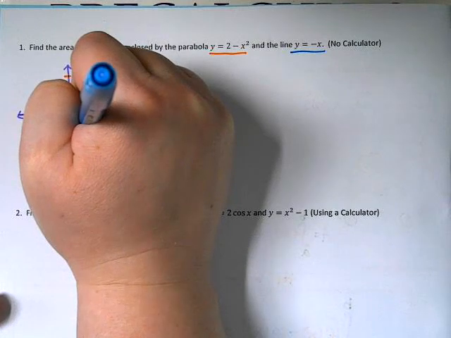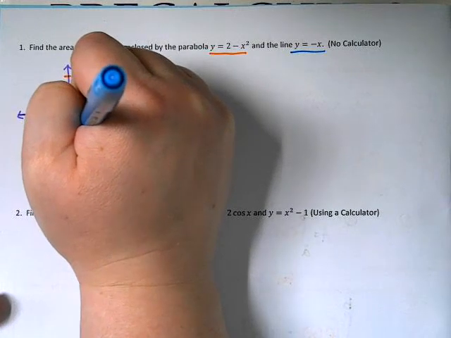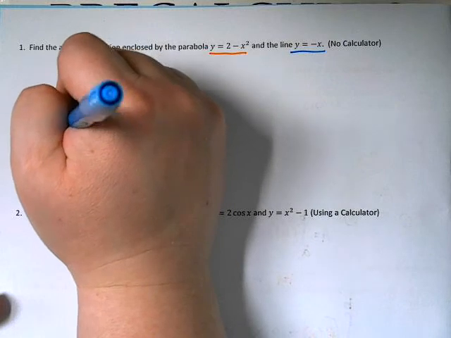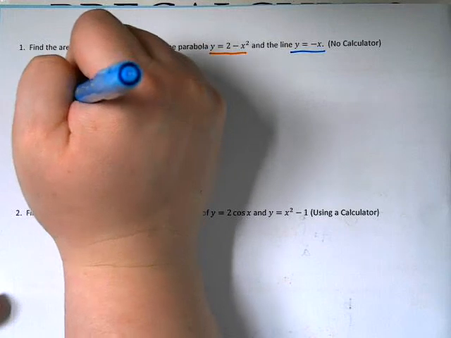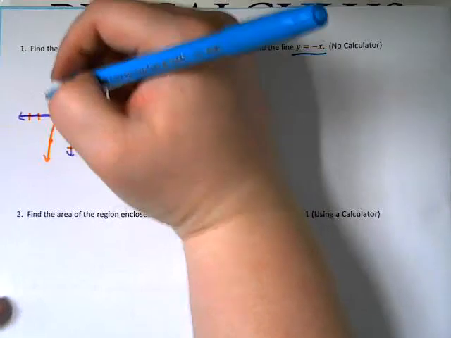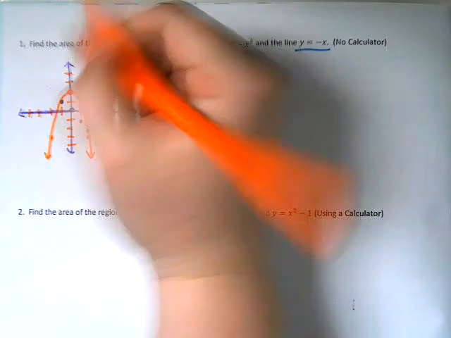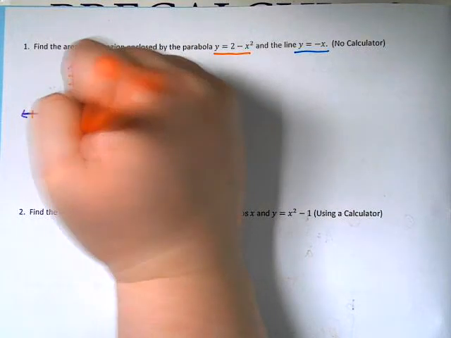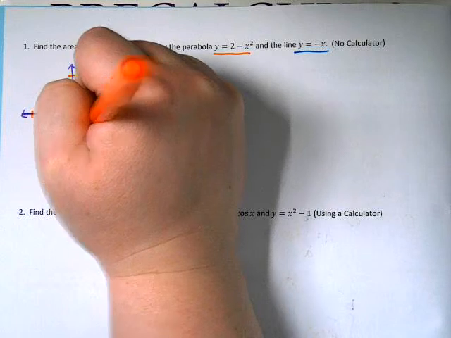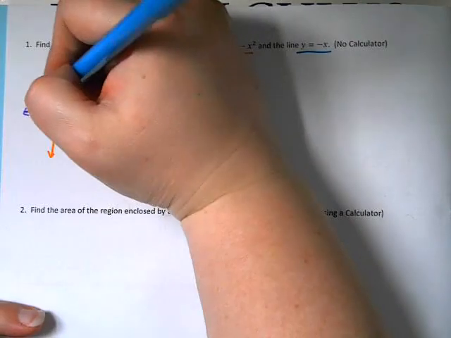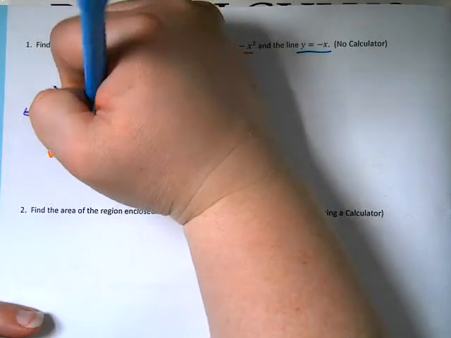So I go down 1 and over 1, down 1 and over 1. Did I screw this up already? 1, 2, yep, I screwed it up. This orange point should be here because those are supposed to intersect right there. Hopefully you caught that before me. Sorry about that. I can't count. So not there. I have to go up one more. There we go. And so these intersect right here.